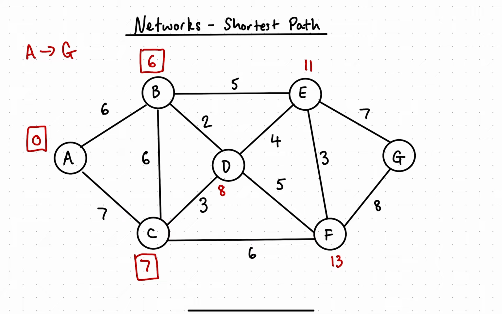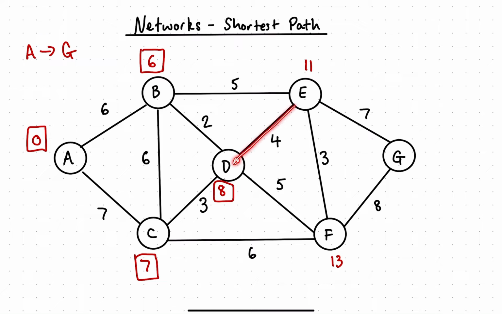We're going to go back to looking at these numbers and choose our smallest. So the smallest here is this 8. Okay, so this number here is our smallest, 8. So we're going to put a box around our 8. And now we're going to look at all the places we can go from D.